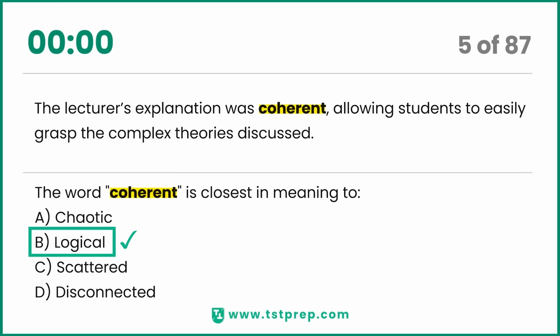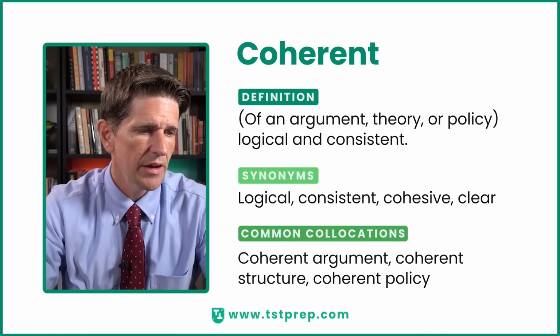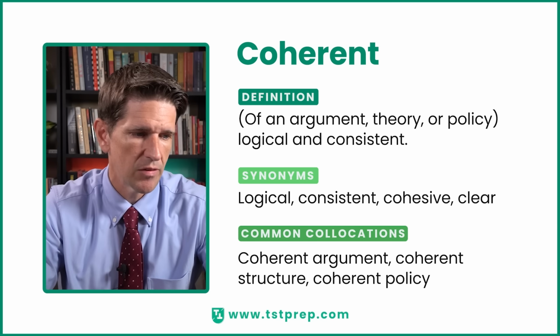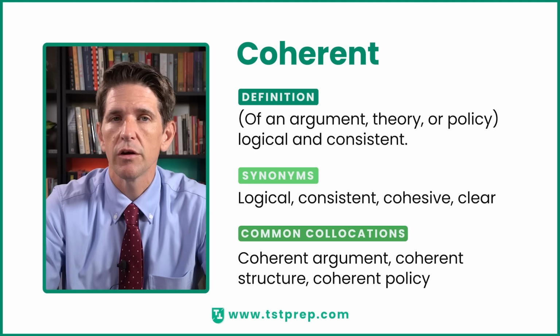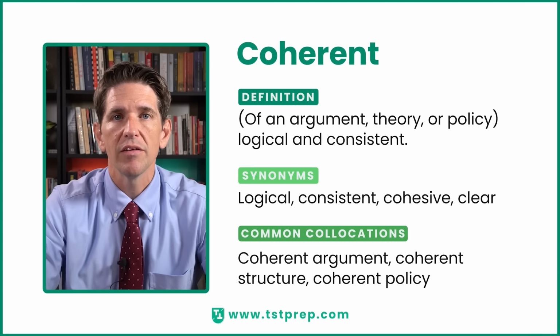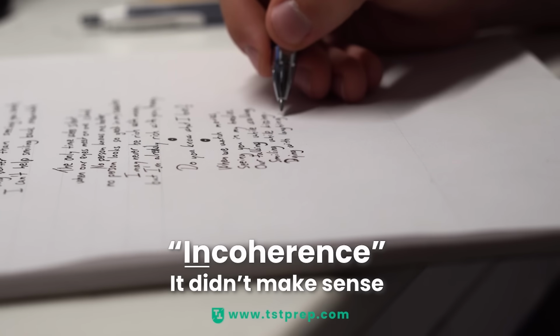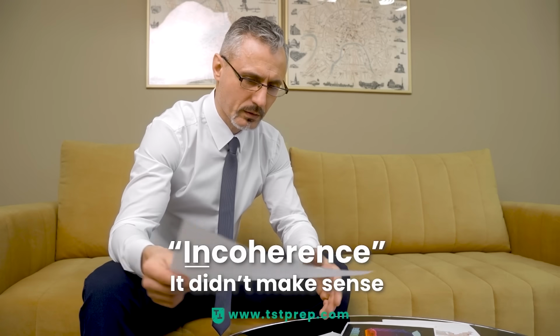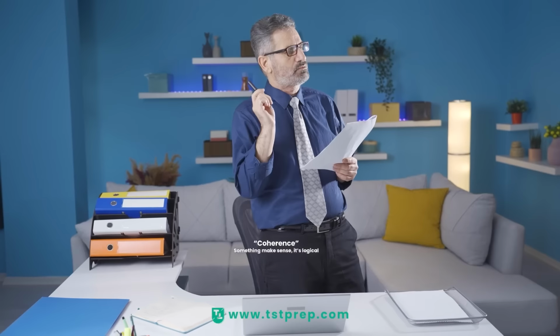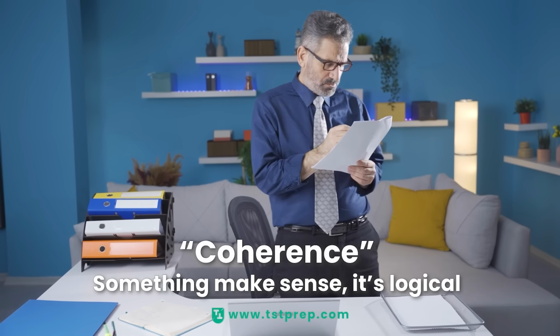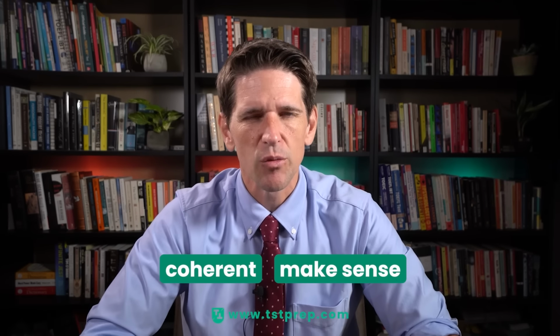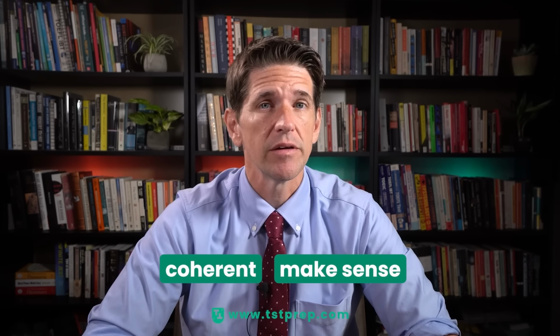Correct answer is B, logical. So if something is coherent, it makes sense, it's consistent. Coherent argument, coherent structure, coherent policy. Sometimes I remember my university professors would write incoherent on my essays, which means it didn't make sense. It wasn't logical. My body paragraphs were all over the place. So that is coherent. If something makes sense, it's logical. So it's like a fancy way of saying makes sense. It's coherent. Next one.